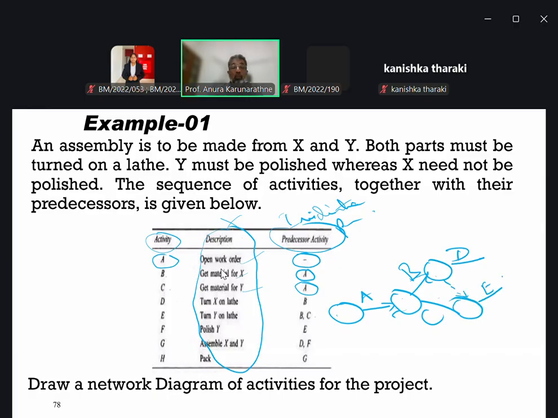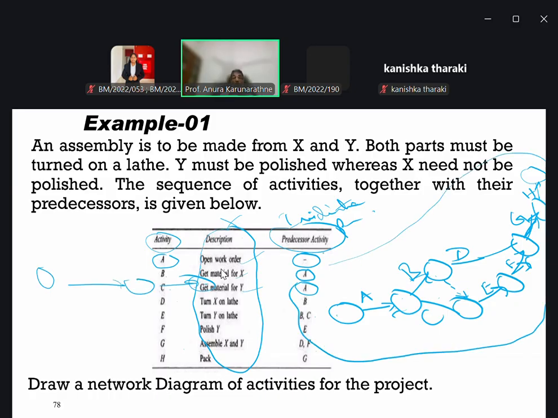Then F after completing E. G after completing both D and F. After completing both D and F, we can go for G. I have not enough space, that's why I put it here. Then H. Now you can see the answer.